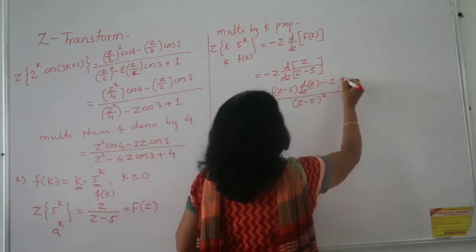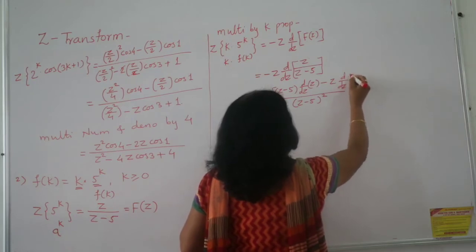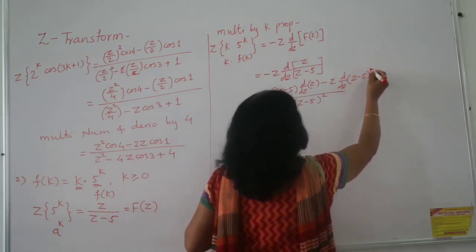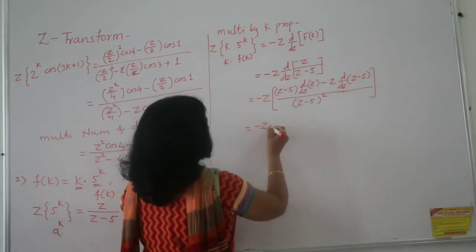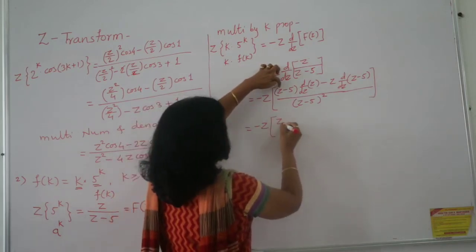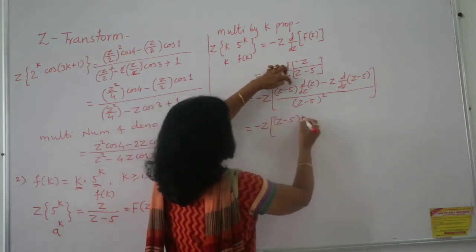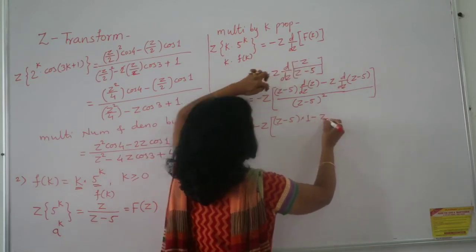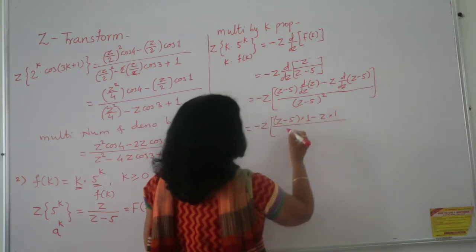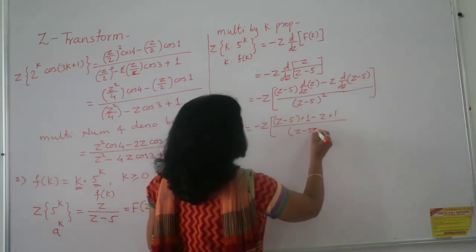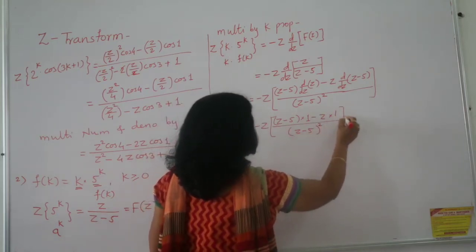Then z multiplied by d by dz of z minus 5u. Okay, and then find out the derivatives and simplify. So minus z into, what am I getting here? z minus 5u multiplied by this derivative, which is 1, minus z into the derivative of z, which is 1, and 5u's derivative is 0, divided by z minus 5u square. Right?